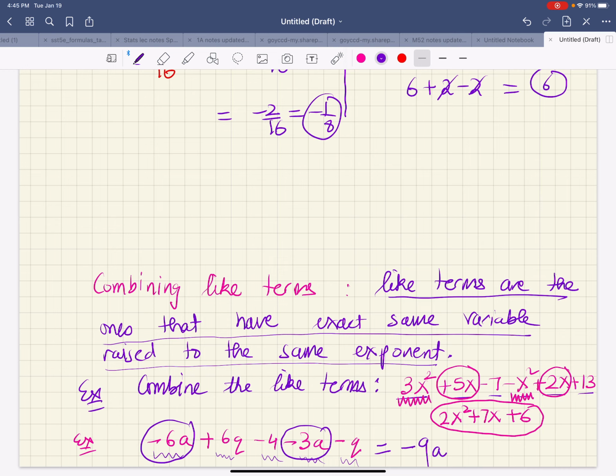Positive 6q minus, there's a hidden 1 over here, minus 1q is positive 5q. And then we have minus 4, and there are no like terms with that. And that would be all with this. We cannot combine. There's no more like terms. So we'll stop right here. In the next video, we will talk about arithmetic on fractions.